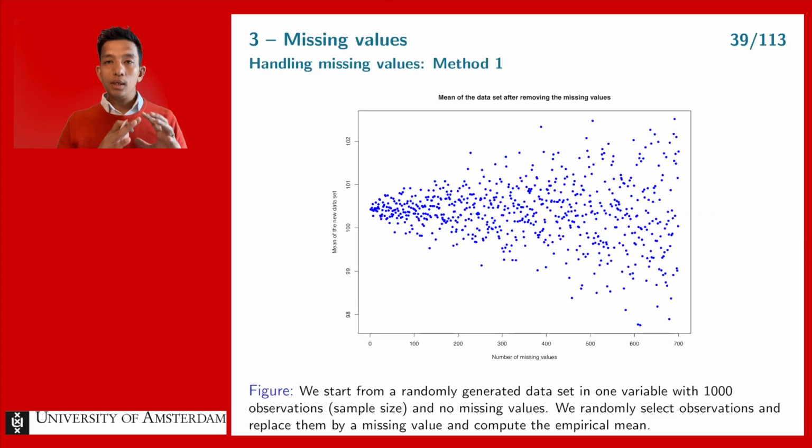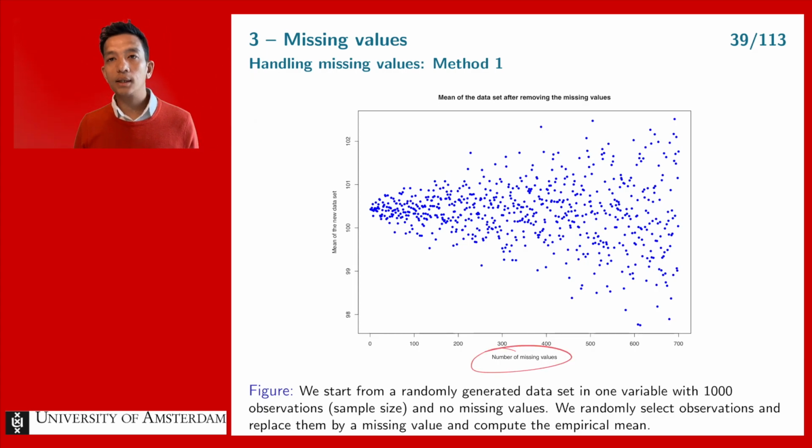All right, so we simulated a data set. We said we have 200 missing values, so we will randomly select where these 200 missing values are located in my data set. And then I create a new data set where I remove all these 200 missing values. I calculate the mean. Let's now repeat this. So I simulate a data set, I add missing values, then I remove these missing values, I calculate the mean. But now I change the number of missing values.